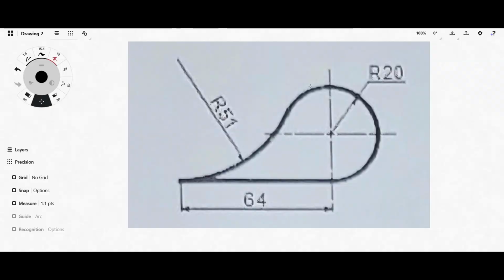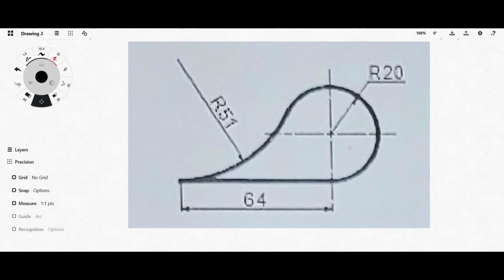In today's video we are going to work on an example of a tangency problem, where you apply the various rules you've learned about tangency to redraw, or try to recreate, this figure.